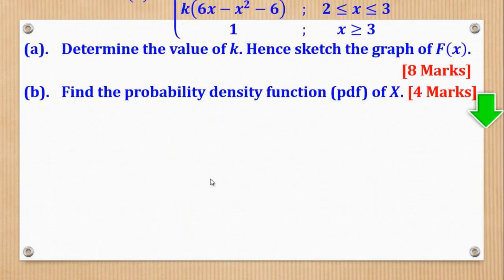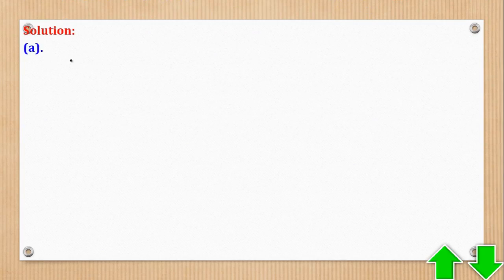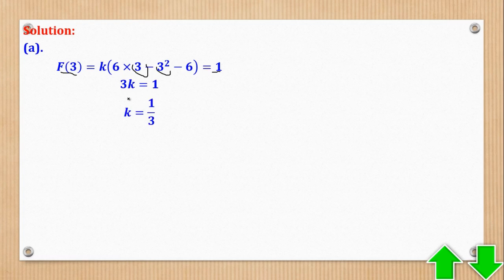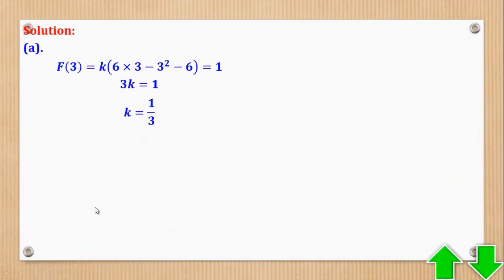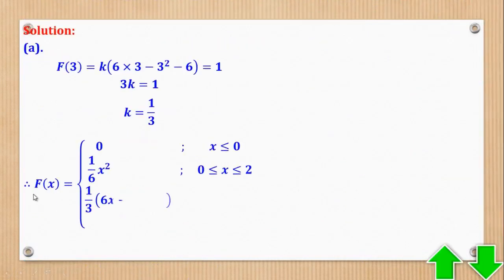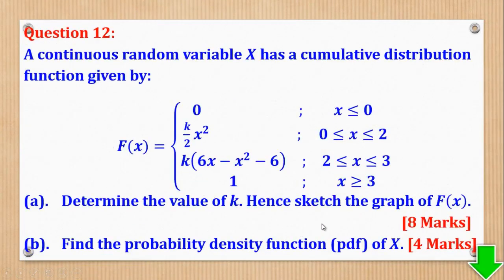Therefore, we shall come here and say that for part A, F(3) is equal to 1. So substitute for F(x) where there is x, put there 3, and then simplify and make k the subject. After that, we shall bring the k, we shall come here, and where there is k, we shall replace it with the value of k we have got to come up with capital F of x as that. Then next, they also wanted you to sketch the graph.